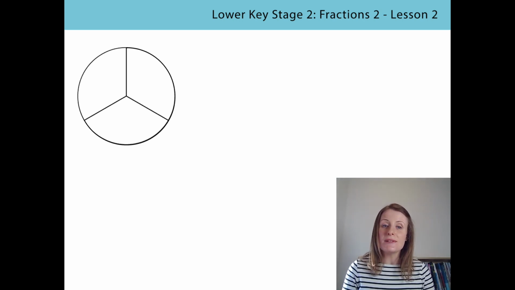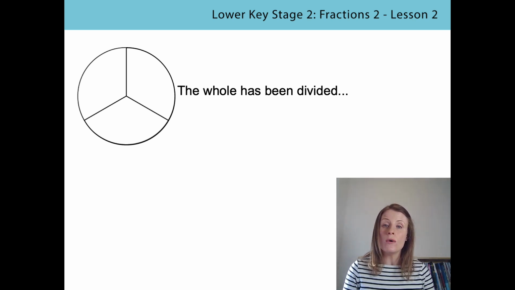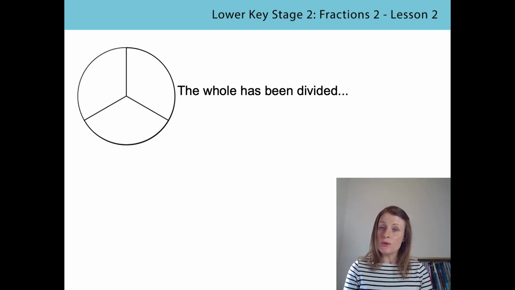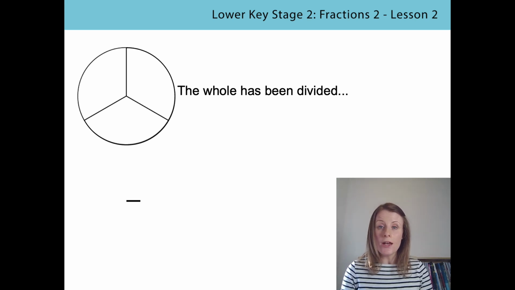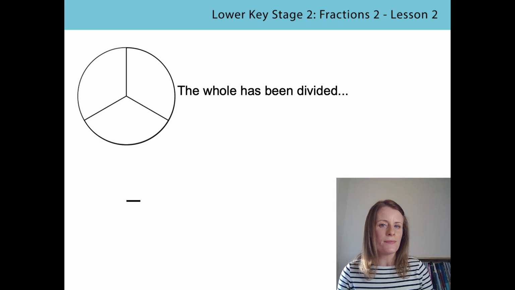My circle has been split into equal parts. The circle is the whole. Look at my first sentence. The whole has been divided. When we write these things down, we're looking at the whole and the parts and the relationship between them. And we start with a line. Look, can you see underneath my circle? That line has a special name.